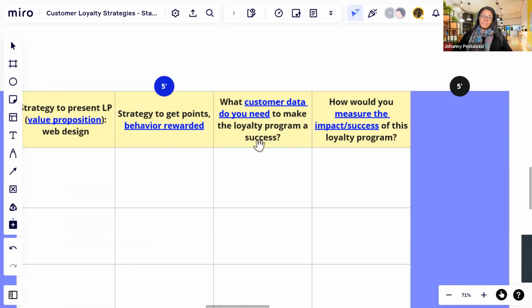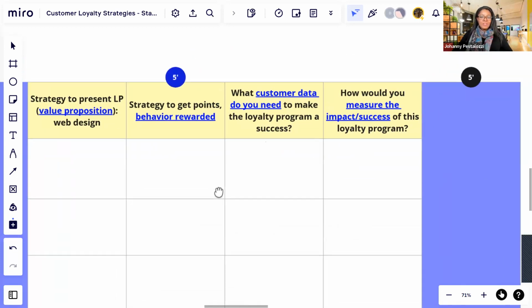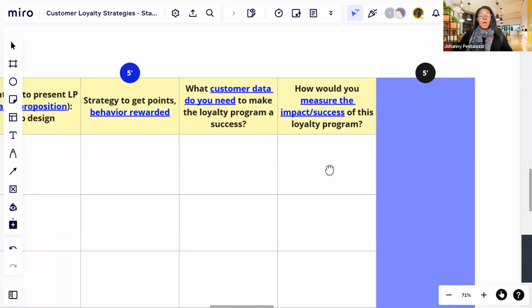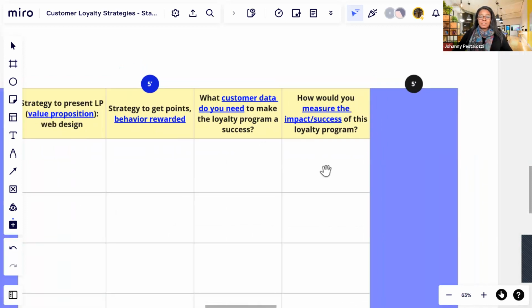Then another question is, what customer data do you need to make this loyalty program a success? What do you think we, as strategists designing loyalty programs, may need in order to make this specific case successful? And in this case, what customer data may we need to make it happen? And finally, how would you measure the success or impact of this loyalty program once you have understood what behavior is rewarded and what data is required from customers, as well as the value that is provided to them?